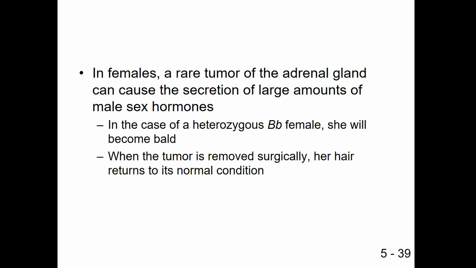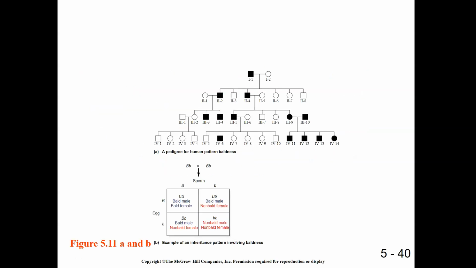And what ends up happening is you'll have a female that is heterozygous, but she'll end up bald because of the upregulated male hormone. So when the tumor's removed, her hair will go back to normal condition. So females, if you catch it early enough, this is a recoverable situation.